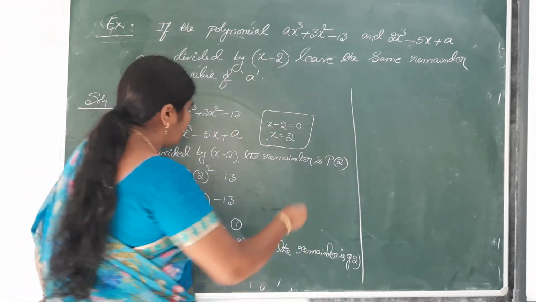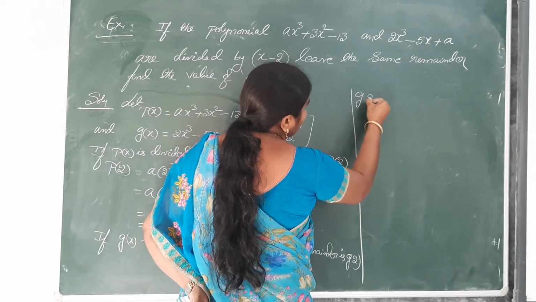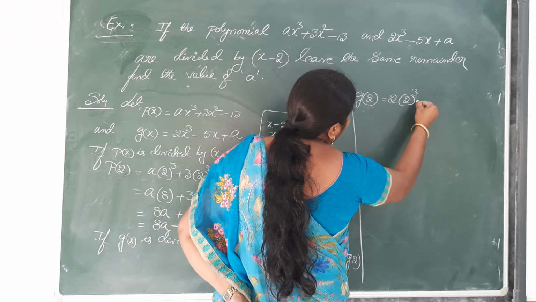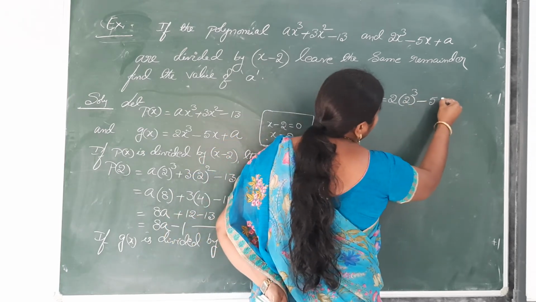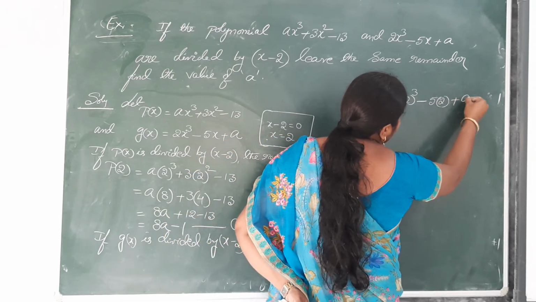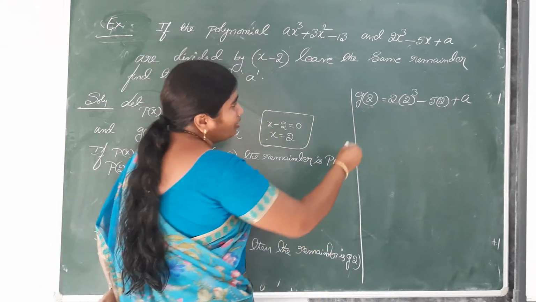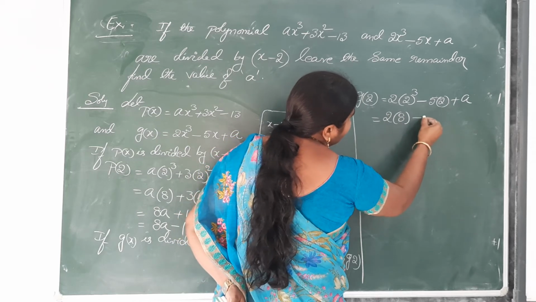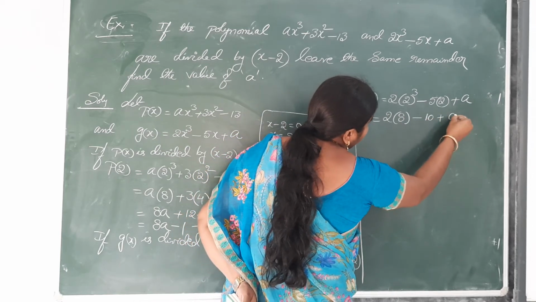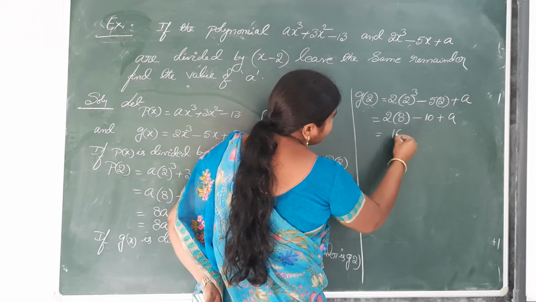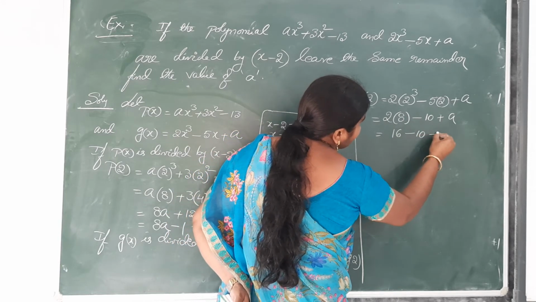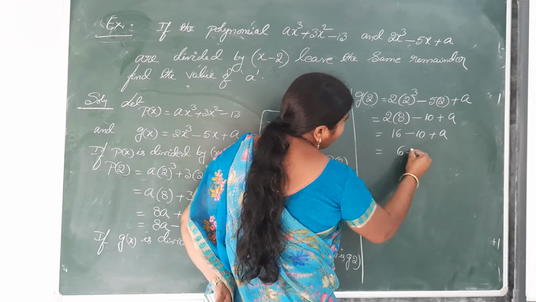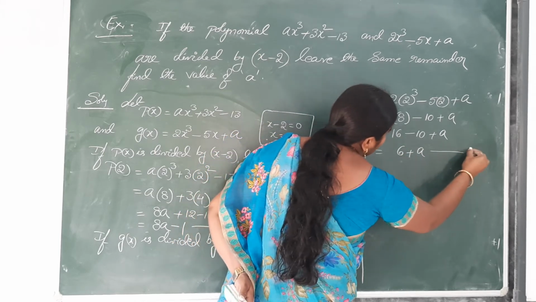g of 2 equal to 2 into 2 cube minus 5 into 2 plus a. 2 into 2 cube, value is 8, minus 10 plus a. 8 twos are 16 minus 10 plus a, that equals 16 minus 10, which is 6 plus a. This is equation 2.